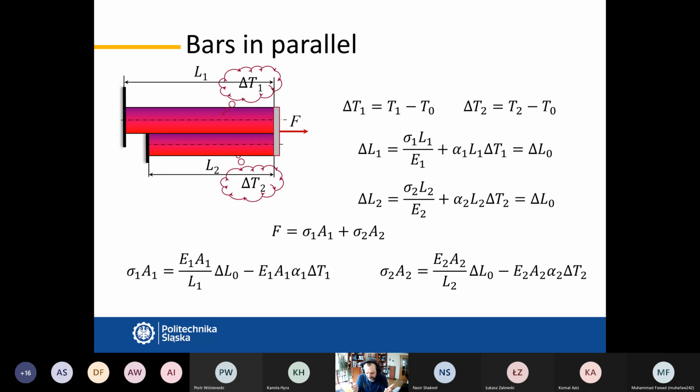But this is quite a rare situation where we can install or support the object in such a way that there is no contact with other objects, with other supports. And the other possibility is to provide an elastic support, which means that instead of a rigid wall, there is, let's say, a spring element. It could be a spring, generally understood, so an element that deforms under the force.